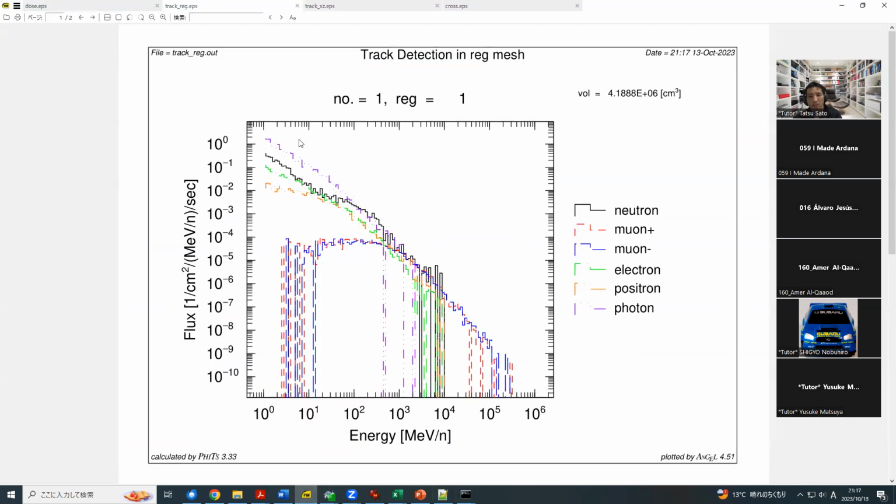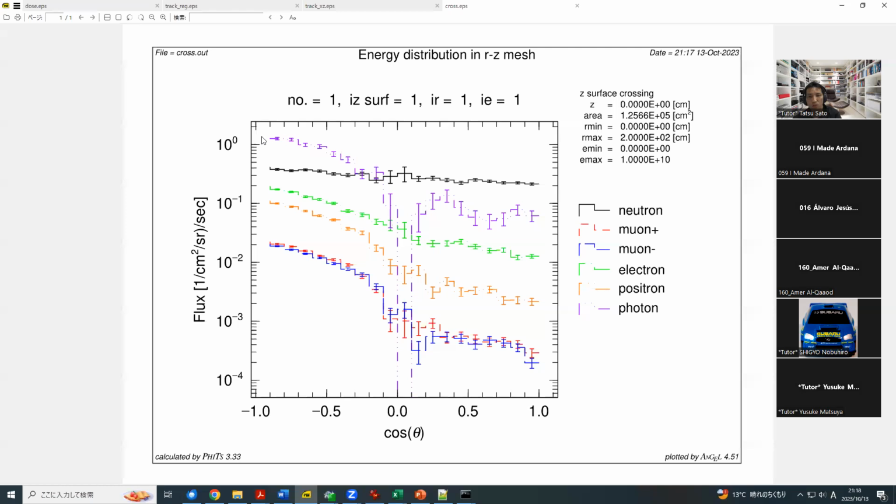Then I can see a wide variety of particles here. And also the angular distribution is very complicated. Neutrons are rather isotropic, but muons have quite a downward directivity. No, muon, this one. This one is muon. Photons also have downward directivity. So there is a big difference in the angular distribution.